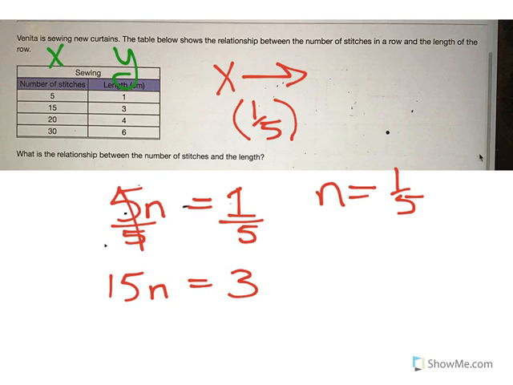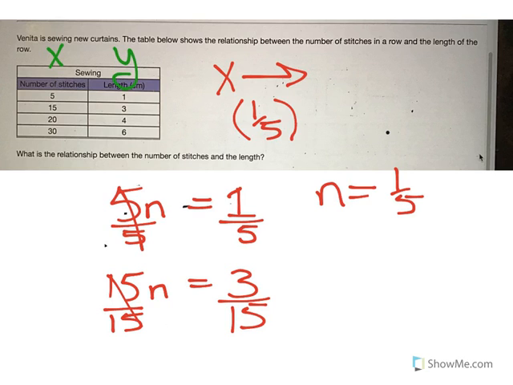Does it work the same on this one? 15 times what equals 3? Need to isolate the variable. Multiplying by 15. The inverse is dividing by 15. And 15 divided by 15 is 1. 1 times n is n. Whatever I do to the left side, that's right, I do to the right side. And of course, you simplify 3 over 15. That's right, you get 1/5.